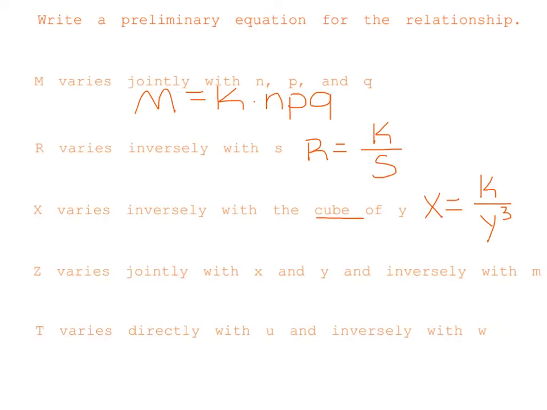Next one, z varies jointly, so z equals constant times x and y, x times y, and inversely, so we just put a divided by in the same problem with them. So when you see something that's direct and inverse, you just make it one equation. It's not two separate equations. And then the last one, t varies directly with u. t equals the constant times u, and inversely, so divided by w. And that's it.